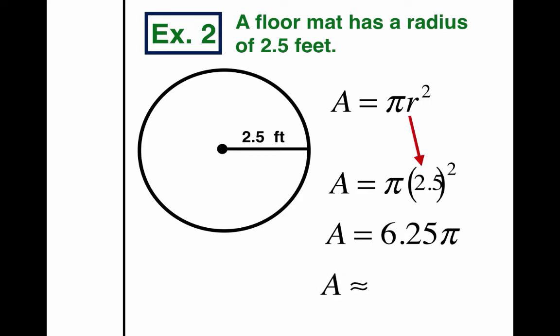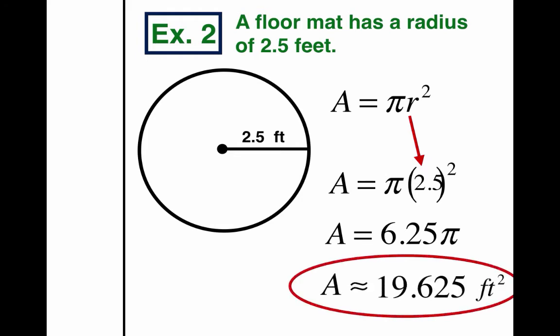6.25 times 3.14, I believe, is 19.625. And we're measuring in feet, which means inside this floor mat, if we were to trace out some little tiny squares, we would have about 19.625 square feet. So I'm going to write feet squared. And that's our solution.